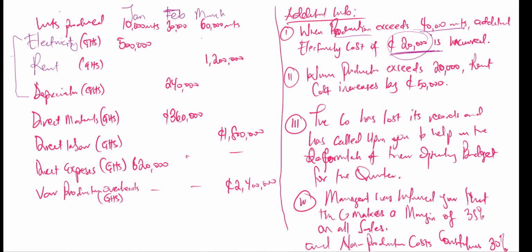Do you guys understand? So electricity, 10,000 units. Has it exceeded 40,000 production? No. So we'll not add that 20,000. 30,000 units. Has it exceeded? No. So electricity should still be the same, 500,000. Now when I get to 60,000, has it exceeded 40,000 units?